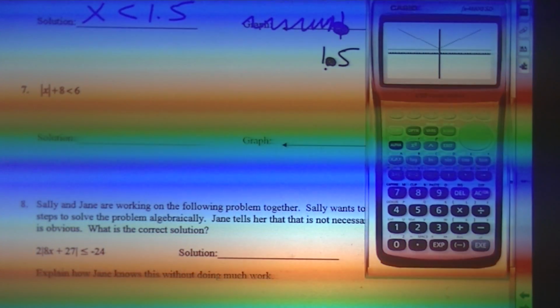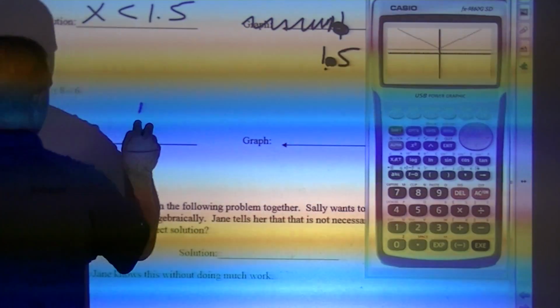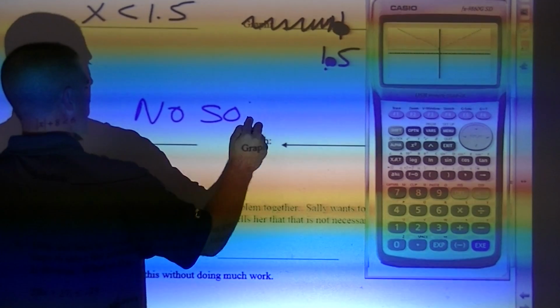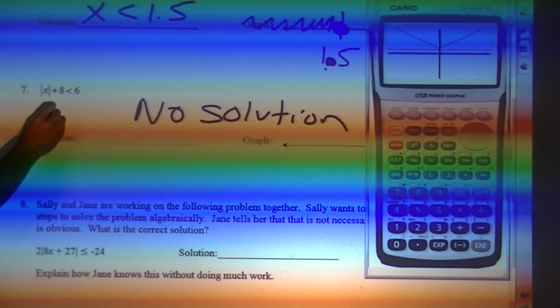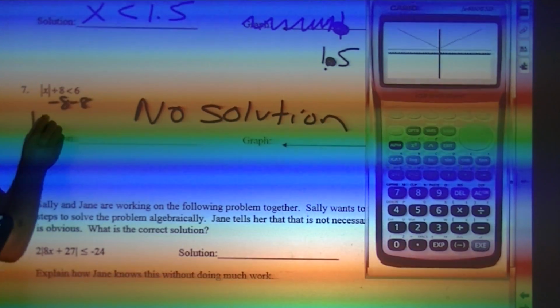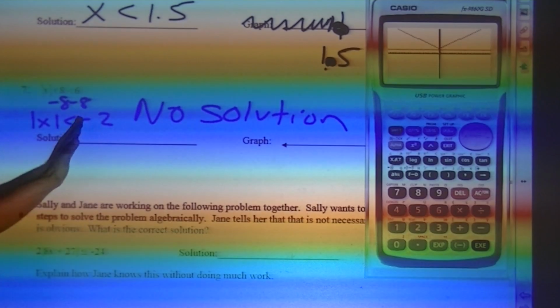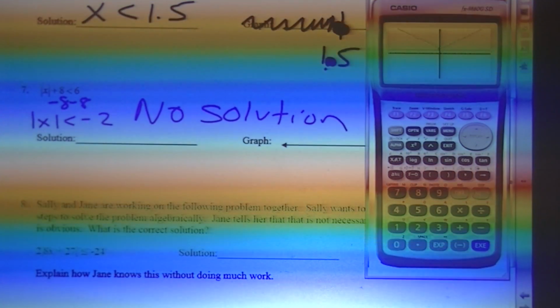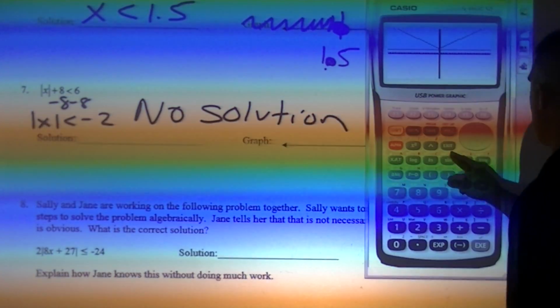Okay? Now, as you can see, there is no shading. So this answer is going to be no solution. And the reason it's going to be no solution is, from an algebraic standpoint, if I subtract this, can an absolute value ever be less than a negative number? No. Okay? All right? Now, let's go on to this last one.